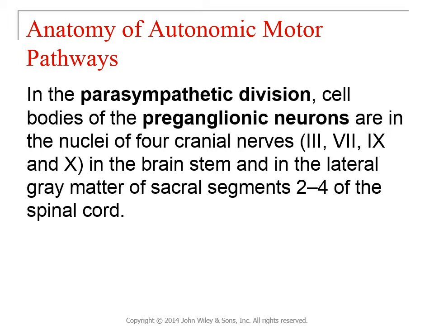So 3 being oculomotor, that's where the accommodation reflex is going to come into play. Cranial nerve number 7 would be the facial nerve. 9 and 10 are going to be the glossopharyngeal and the vagus nerve. These are going to be found primarily in the brainstem and also in the lateral gray matter of the sacral segments 2 through 4. So almost at both ends of the spinal cord and the central nervous system.